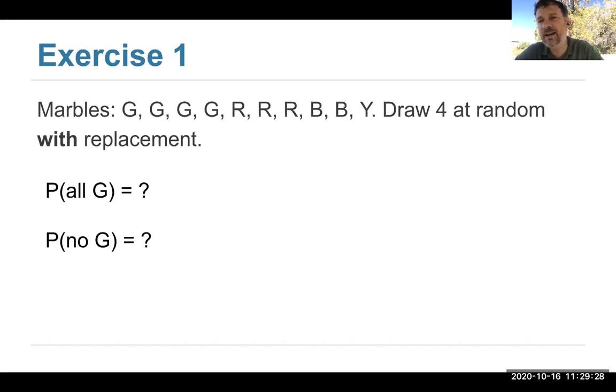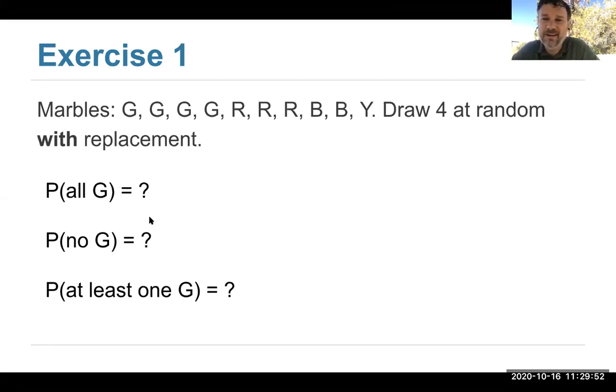Or you could have gotten it by saying, what's the probability the first one's not green? Well, the probability it is green is 4/10. So the probability the first one's not green is 1 minus that, 1 minus 4/10, which is the same as what we just got, 6/10. All right, good. So 6/10 to the fourth power. One more.